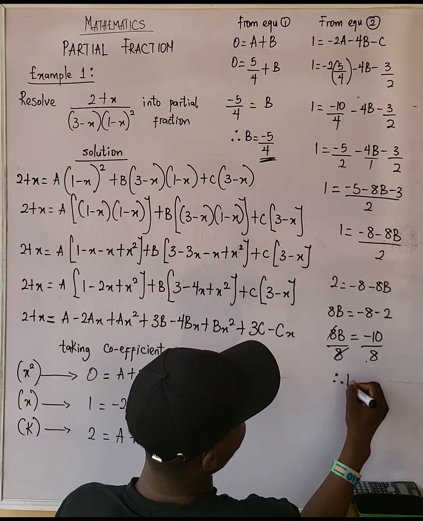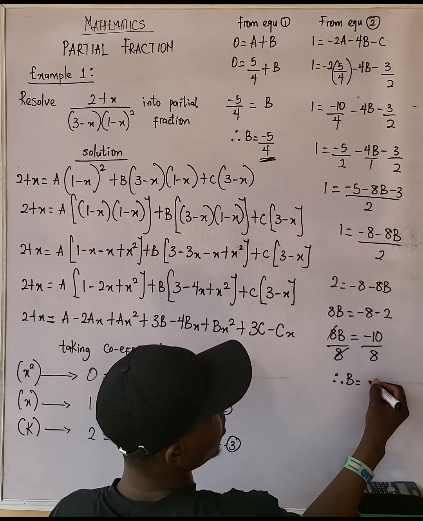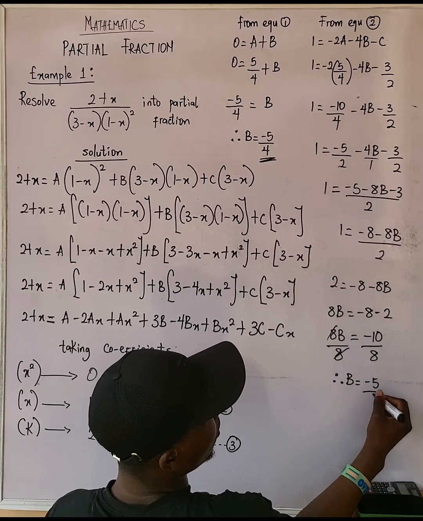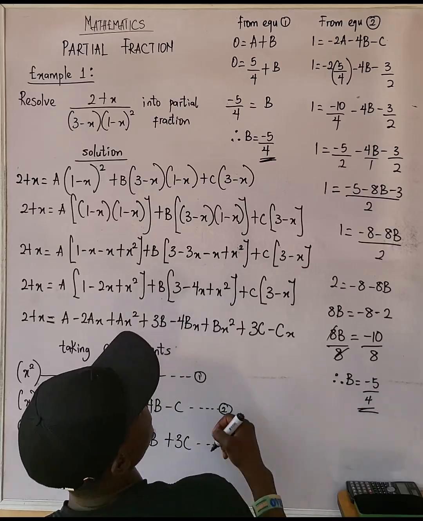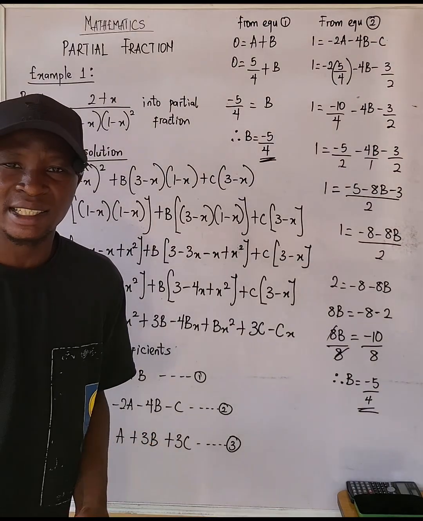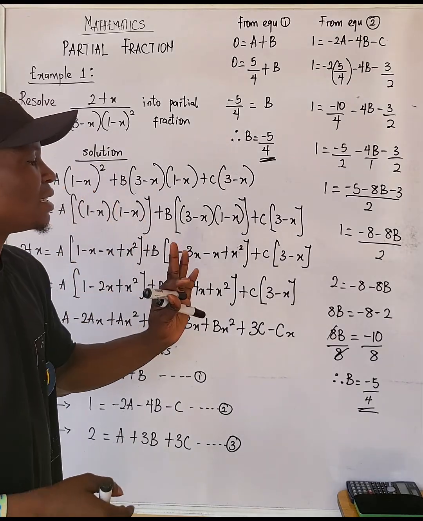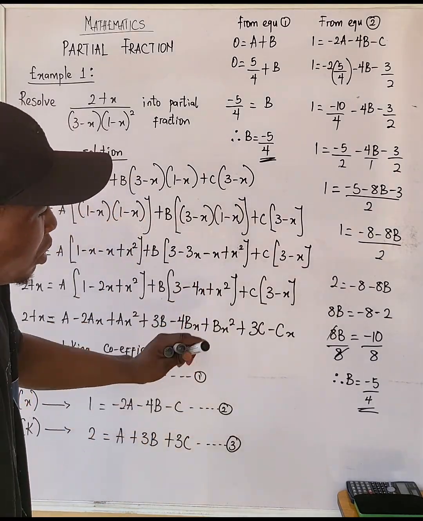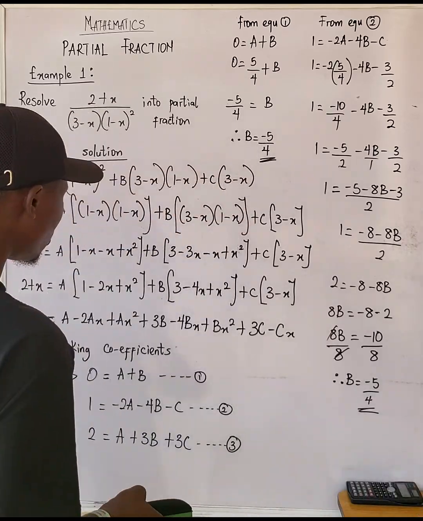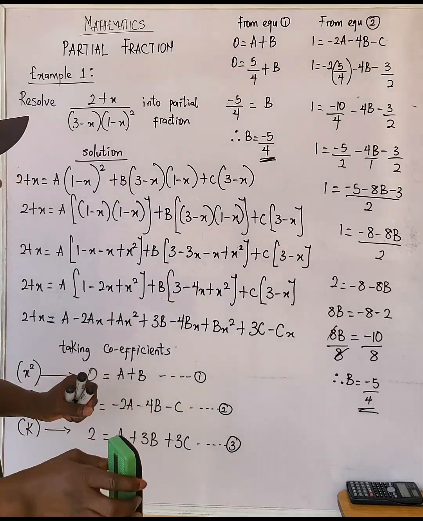Therefore, b is equal to, what can go in 10 and can go in 8? That's 2. That's minus 5/4. You see that the answer is the same. So either you put it inside equation 3 also, you still arrive at the same answer. So we've gotten A, B, and C now. So what do you do next? The last thing, that's the final thing.